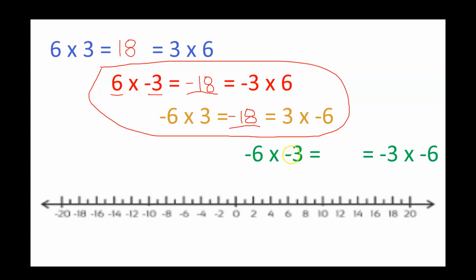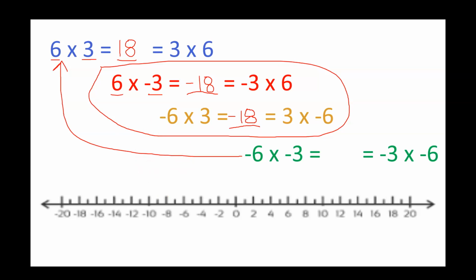Even though both of these numbers are negative, this problem in green actually has more in common with this problem in blue. And this is because of the metaphor of agreeing. In this problem, 6 and 3 agree about what they are. They're both positive. And when you agree, that's typically a positive experience. So the answer is positive 18.